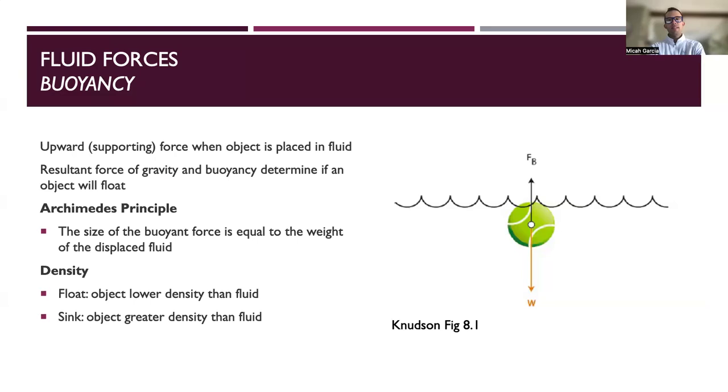So a tennis ball is going to sink here because the weight is greater than the buoyant force. As you can see from these vector arrows, that weight vector is greater than the buoyant force vector, which indicates that the tennis ball will sink.